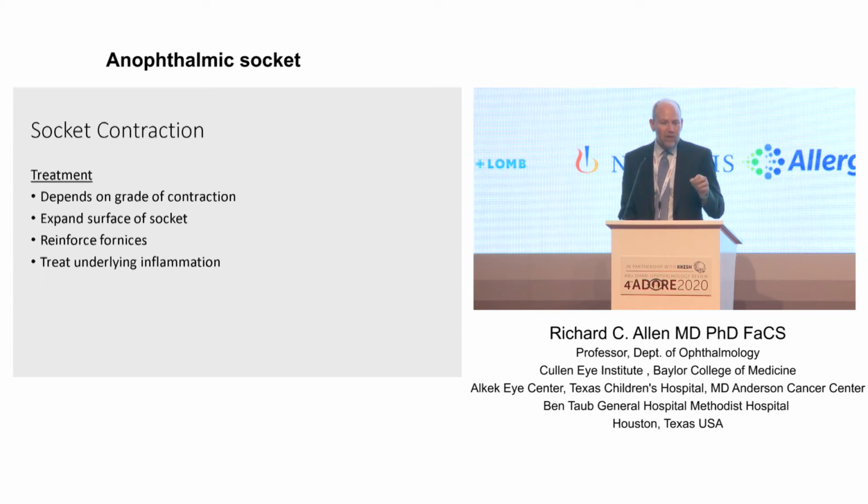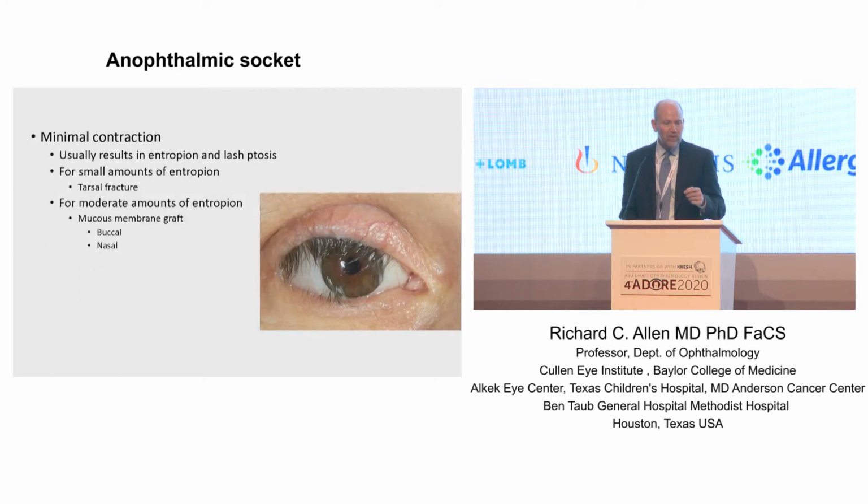So what are we going to do? It's going to depend upon the grade of the contraction. We're going to expand the surface of the socket, reinforce the fornices, and treat any underlying inflammation. Preferably, you're going to treat that inflammation before you do surgery. You don't want to do surgery on an actively inflamed socket. So if you have active inflammation, using 5-FU injections, I think, would be very reasonable.